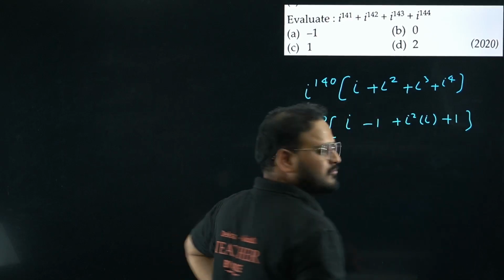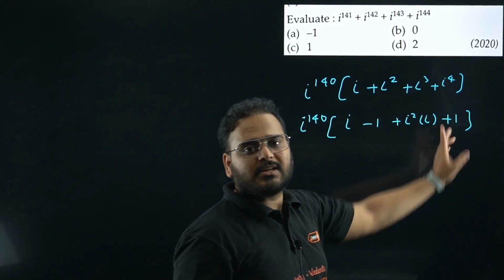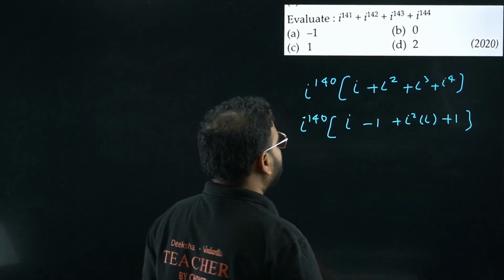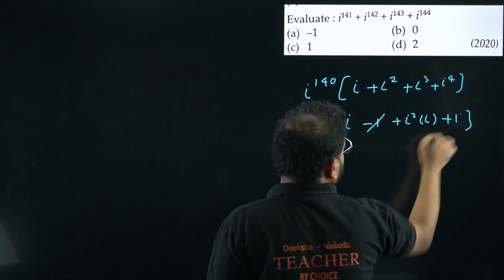This will be some plus 1. Won't you all agree? I power 4, I just proved it, is going to be plus 1. Minus 1, the square will become plus 1. Okay. So 1 minus 1 is cancelled.